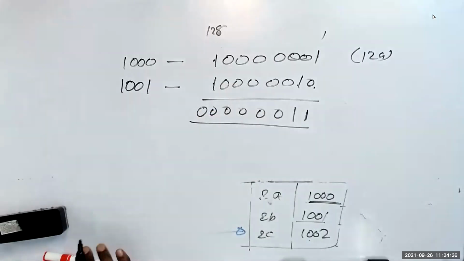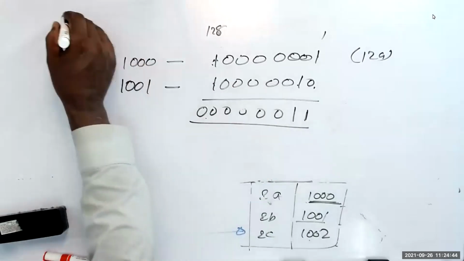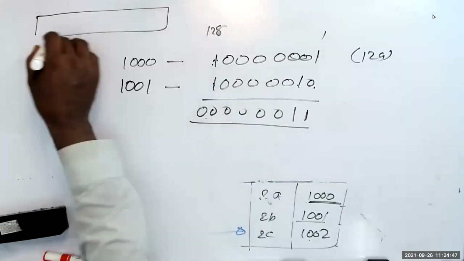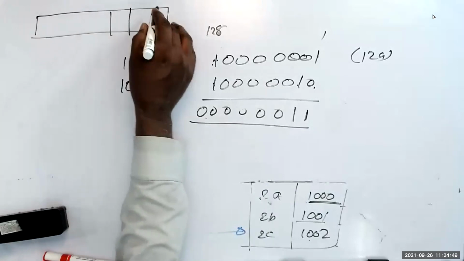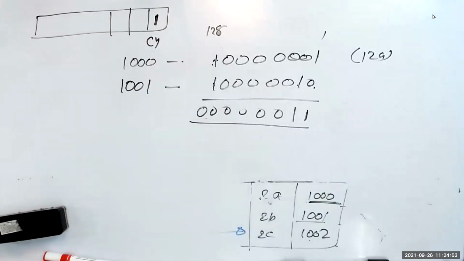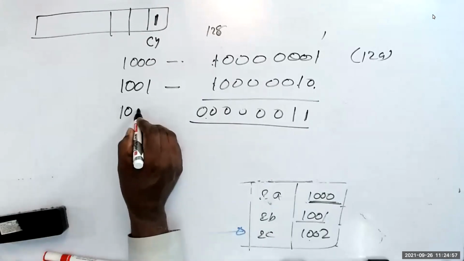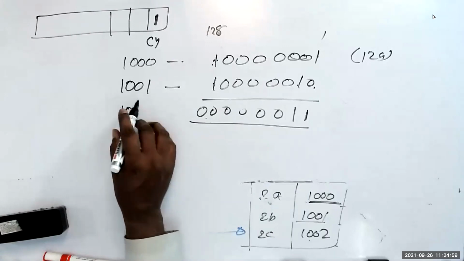But for your convenience, our machine stores the carry. He is not destroying it. He will store it in the flag register, on the carry bit 1. That is set. But what you are doing, this is C, you are storing it in 1002.